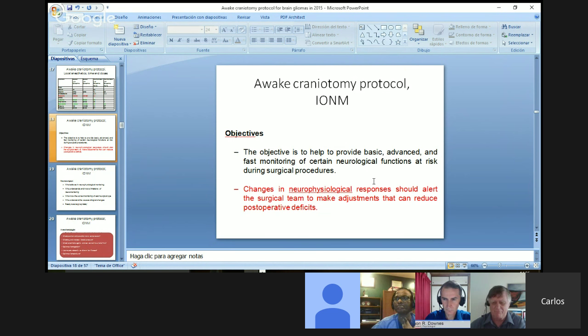During craniotomy, in the intraoperative neuromonitorization, we have two objectives: to help provide basic, advanced, and fast monitoring of certain neurological functions at risk during surgical procedures, and we must know that a change in neurophysiological response should alert the surgical team to make adjustments that can reduce postoperative deficits.